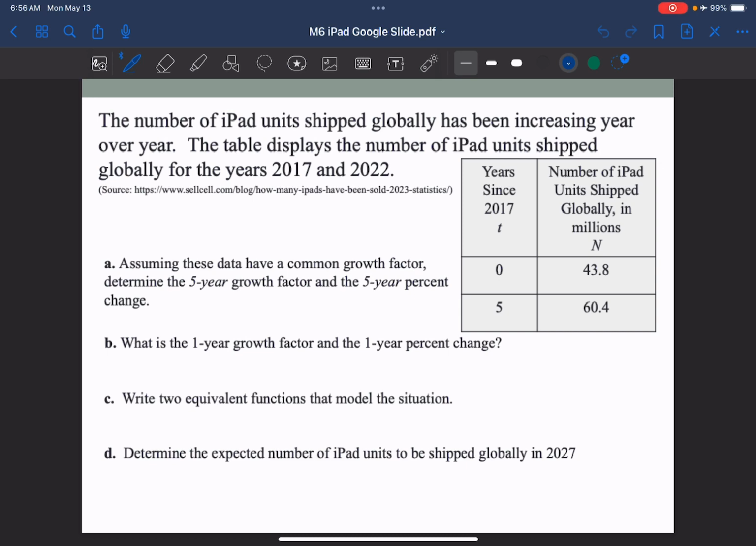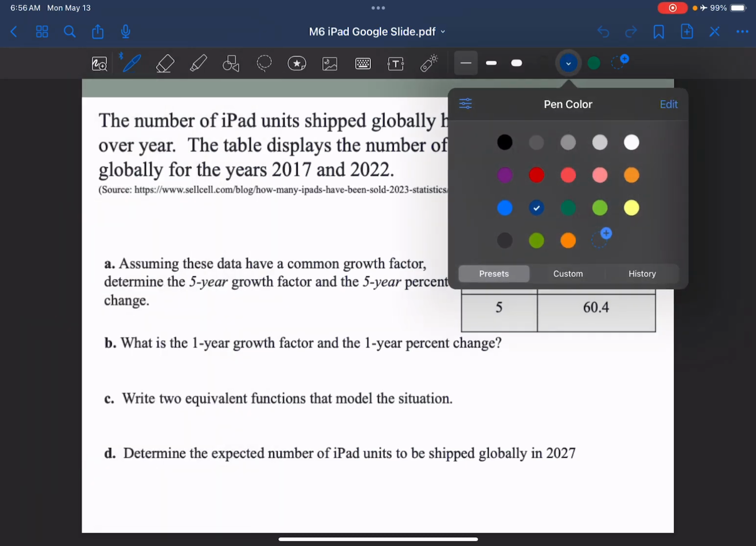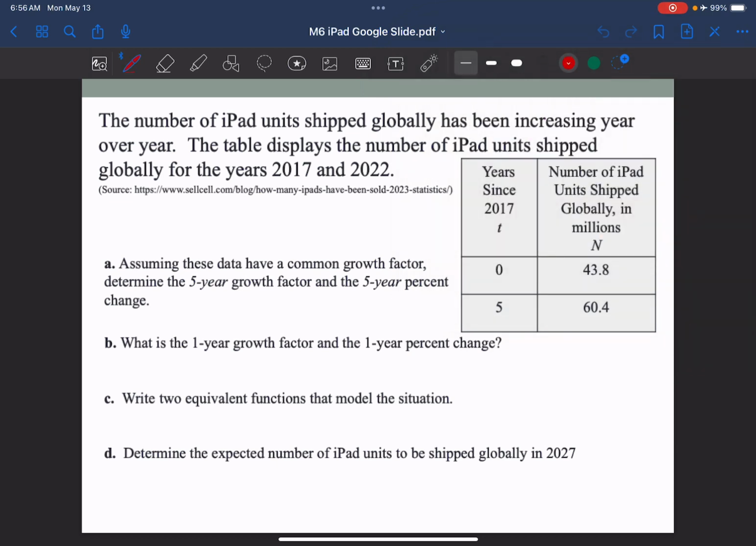Well, since we are given already the information for 2017 and 2022, that is a change of 5 years. So if we find the change factor, the multiplier, from here to here, that's the 5-year change factor, the 5-year growth factor, the 5-year multiplier, we could say. So in order to find that, we take 60.4 and divide by 43.8, and that gives us 1.3790.